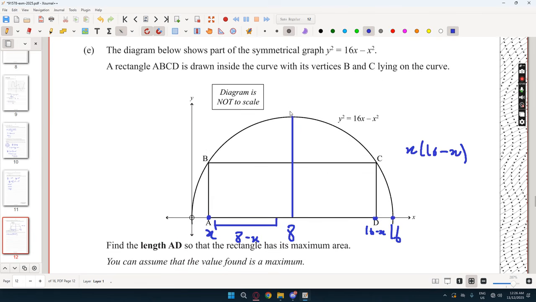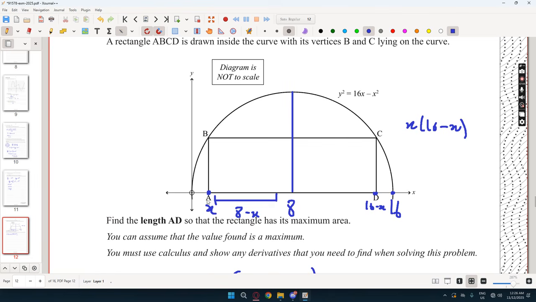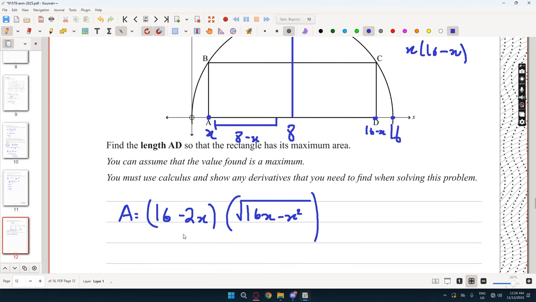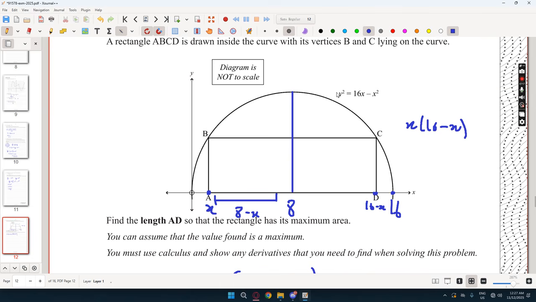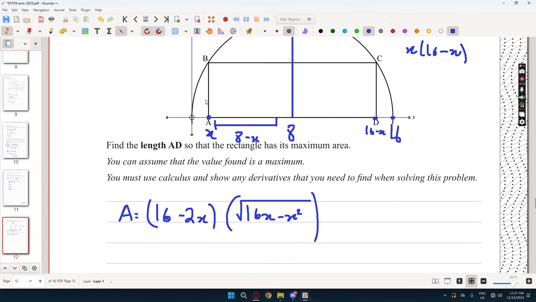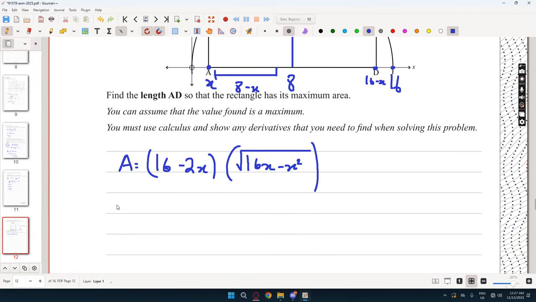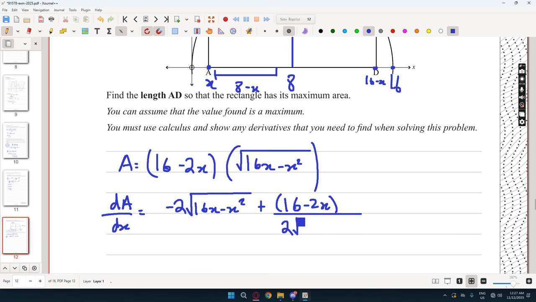It's 8 minus x. Has to be, right? 8 minus 6 is that. So 2 lots of that is 16 minus 2x. That's the base. And the height is obviously root 16x minus x squared. Like it has to be. Yes, that's the area. Okay. No disputing that. dA/dx is 16 minus 2x times the second function plus keep the first function the same, derive the second function.